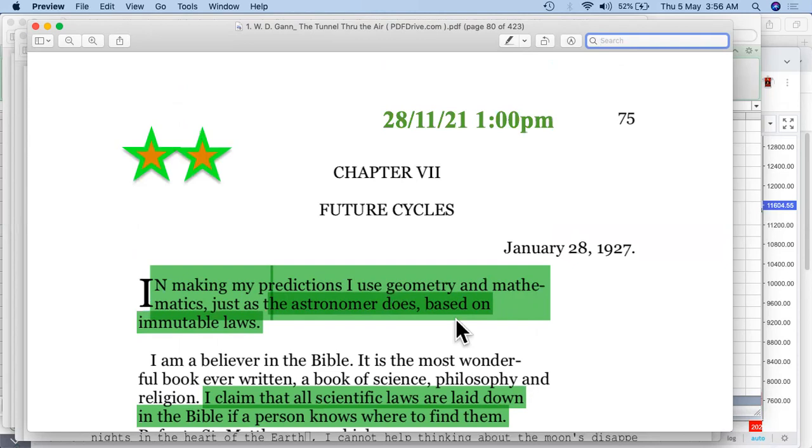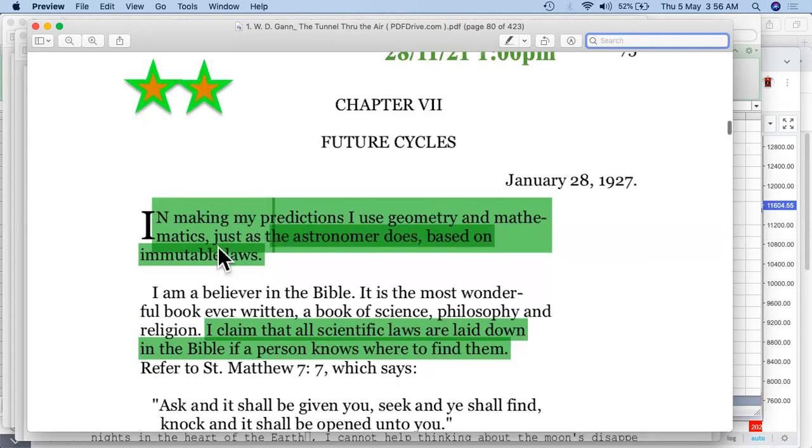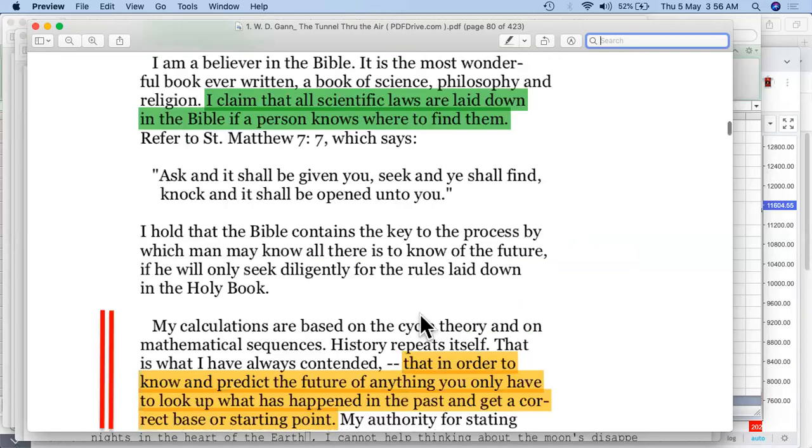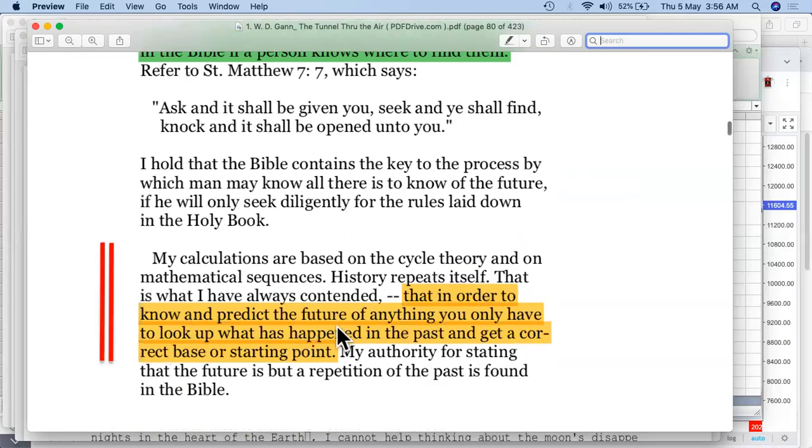In making the predictions, I use geometry and mathematics just as the astronomers do, based on immutable laws. I claim that all scientific laws are laid down in the Bible if a person knows where to find them. That in order to know and predict the future of anything, you only have to look up what has happened in the past and get a correct base or starting point. Now, if you see, Gann puts a major emphasis on the starting point, which is the base. He says that unless you get the correct point, you won't be able to find the end point.